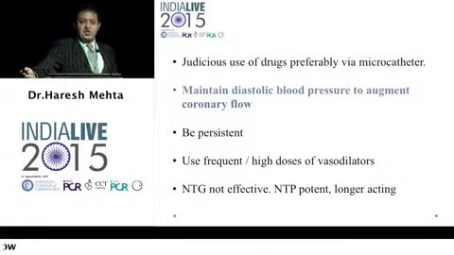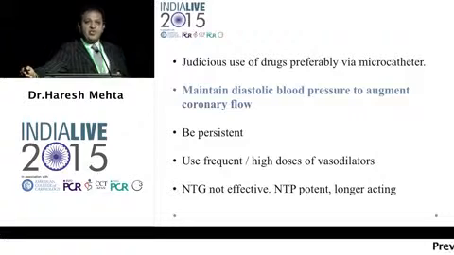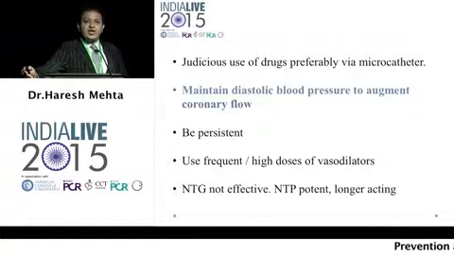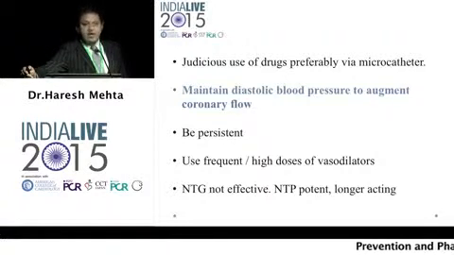Judicious use of drugs, preferably by microcatheter. Maintain the diastolic blood pressure to augment coronary flow. That's very, very important. So maintain your diastolic pressure higher to augment coronary flow. Be persistent. Use frequent high doses of vasodilators. NTG is generally not effective. Nitroprusside is potent and longer acting.